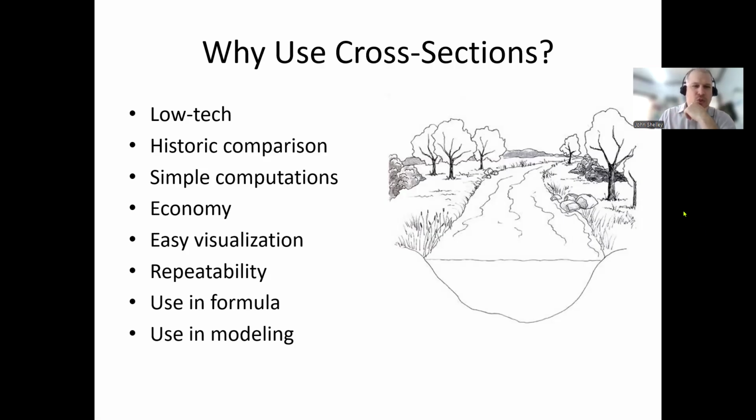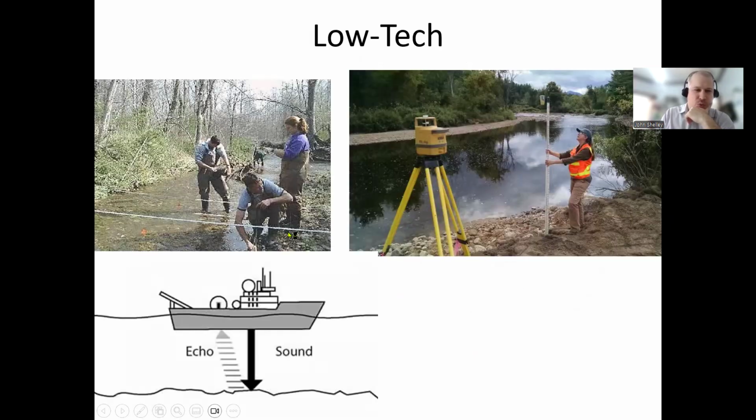So why use cross sections? Cross sections are low tech. That's one of the major reasons to use a cross section. By a cross section, I mean if you are in the river and you are looking downstream, it is measurements of the bed elevation as you move all the way along the river, kind of perpendicular to flow. And you can collect cross sections through various means that are very low tech.